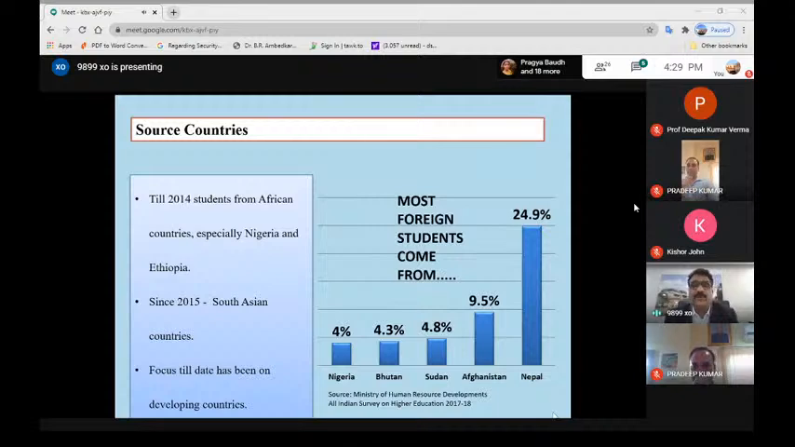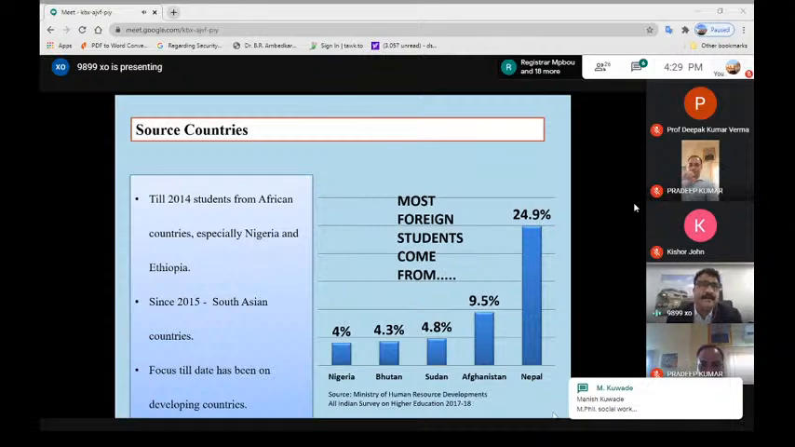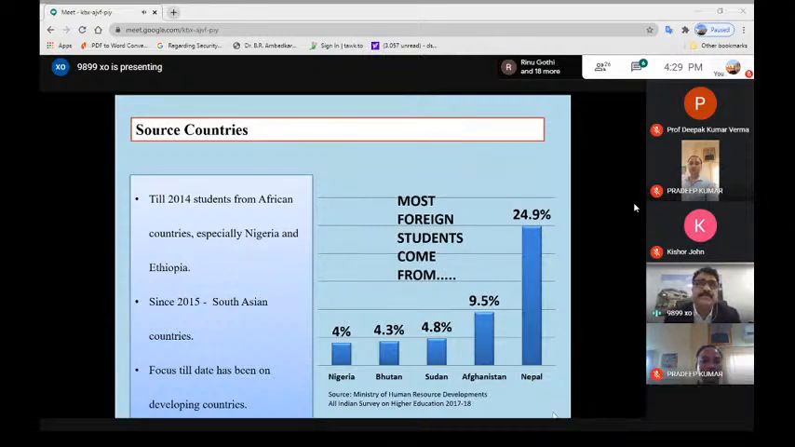But there are also students who come on self-finance, and again, these self-financed students also come from the less developed countries. Take the example of Sudan, Nigeria, Afghanistan. And that is the main concern. I have been heading the Department of International Centers for the last several years, and we find a lot of difficulties with language, cultural issues, and other issues.